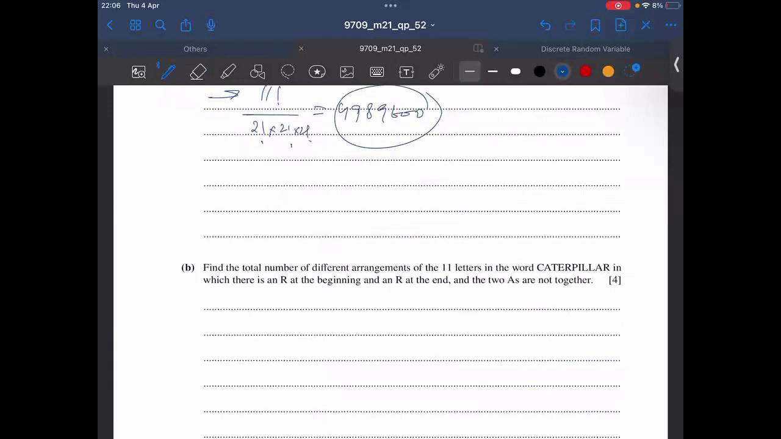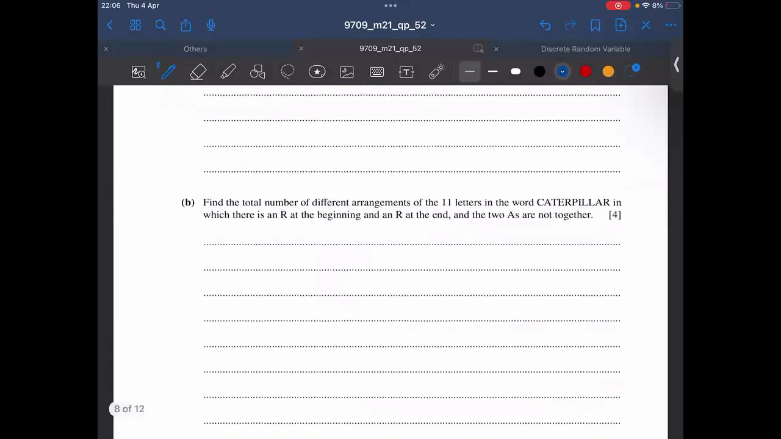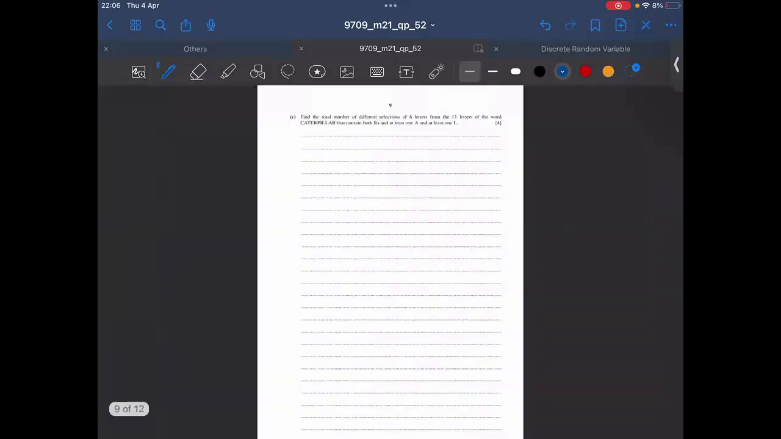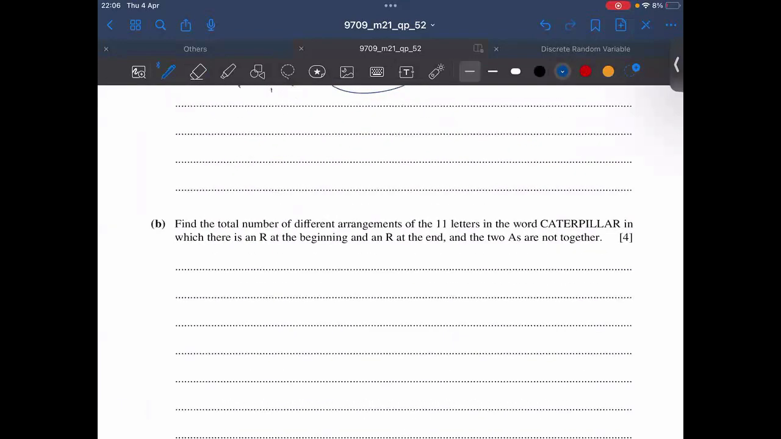Yusuf, find the total number of different arrangements of the 11 letters of the word caterpillar in which there is an R at the beginning and an R at the end. 1, 2, 3, 4, 5, 6, 7, 8, 9, 10, 11. So R at the beginning, R at the end. So we have 2 factorial, all set. And the two A's are not together.